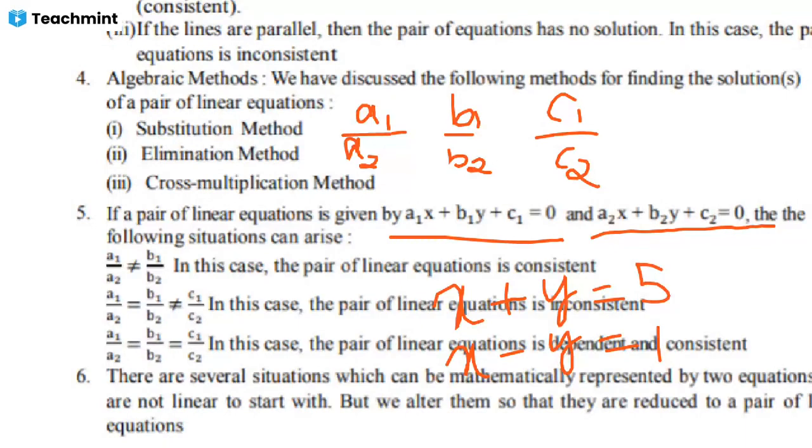Suppose, when will you get consistent equations and when will you get inconsistent equations? Unique solution, if you get any two equations with a unique solution, then what type of equations are they? Consistent pair of linear equations.